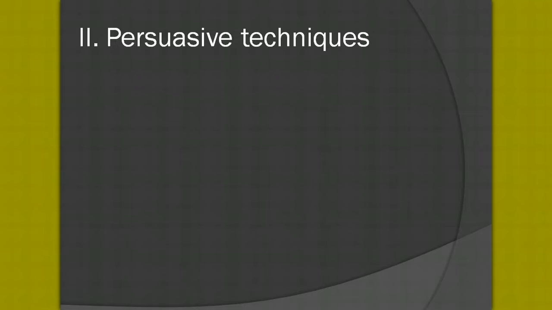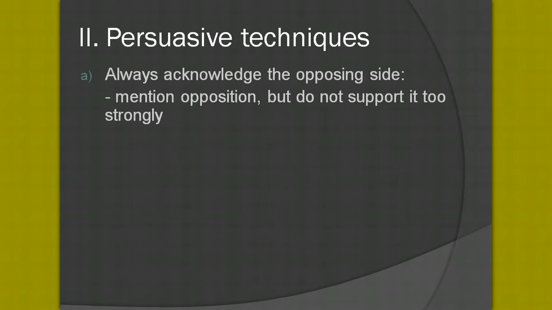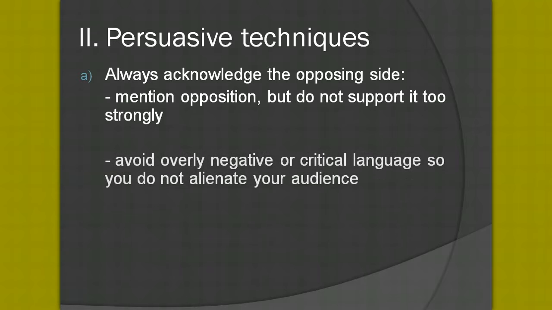So, now for the persuasive techniques. All right, here's a classic one, and we did this in the medieval paper. All right, that was how I sort of got your feet wet with this. You acknowledge the opposing side. You want to mention an argument the other side's going to bring up, but you don't want to support it too strongly. Right? Because you don't want to win them over to the side you're arguing against. You also don't want to have overly negative or critical language, because that'll turn your audience off. They're not going to be interested in what you have to say.